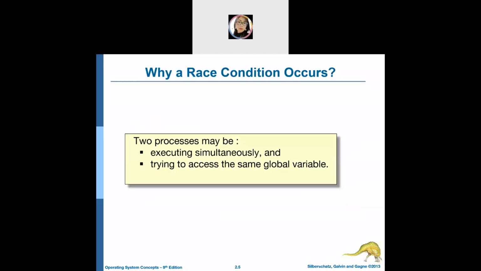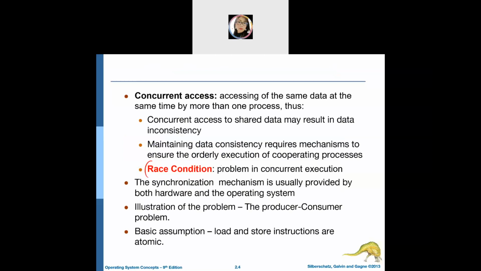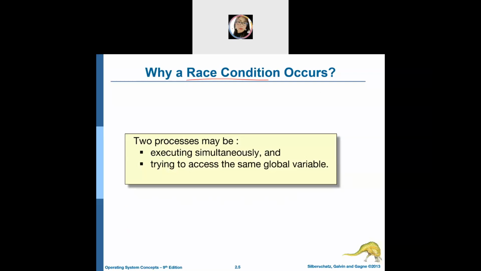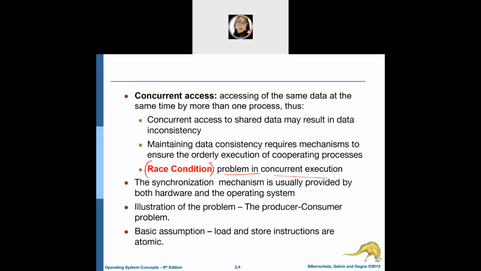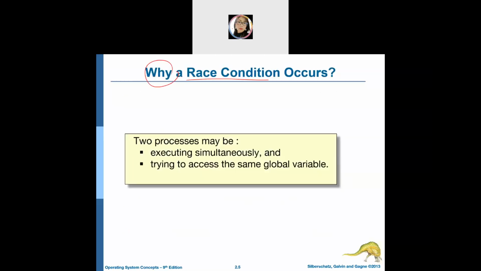Next, why does a race condition occur? Remember, a race condition is a problem in concurrent execution. Why can the problem occur in concurrent execution? Because of executing simultaneously: when you have two processes and try to execute them simultaneously, a race condition can occur.